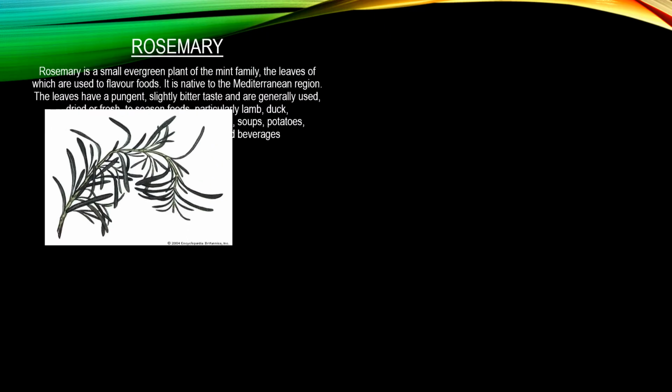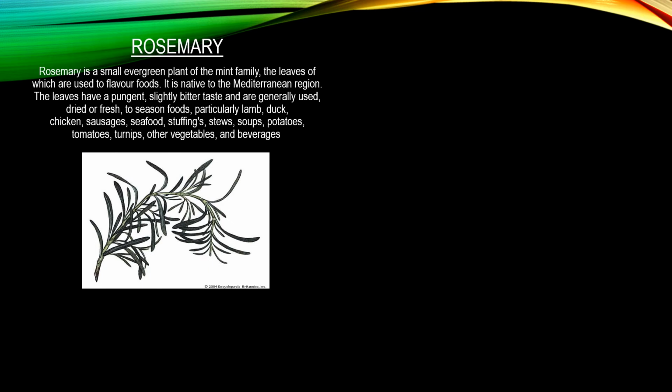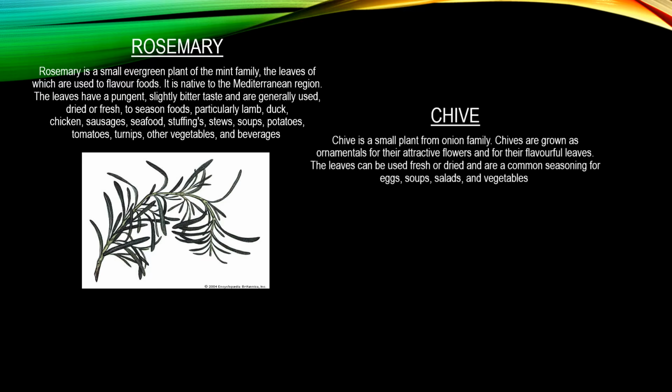Now, the next herb we are going to discuss is rosemary. Rosemary is a whole leaf herb. Its light green leaf resembles pine needles. It is a very aromatic herb and is used in lamb, fish, beef, sauces, soups, stews, salads, and marinades.